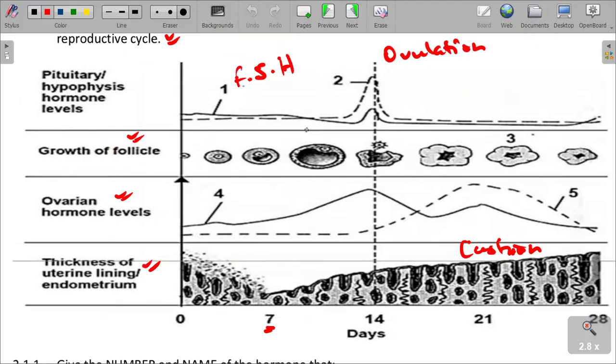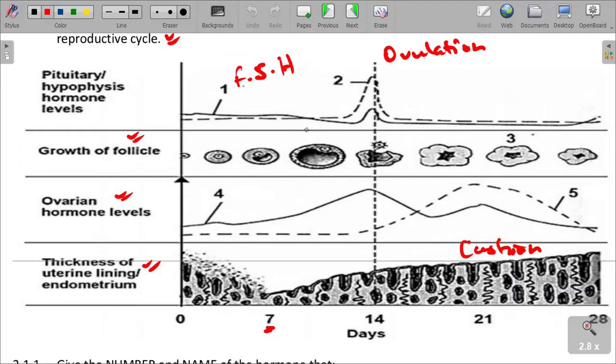One key thing that I want you to take note of is that somebody can be confused and ask, why did we say that follicle stimulating hormone is 1? How did we choose that it is 1 there? Follicle stimulating hormone is produced from the pituitary gland, and it has to be high in order to allow these follicles to grow.